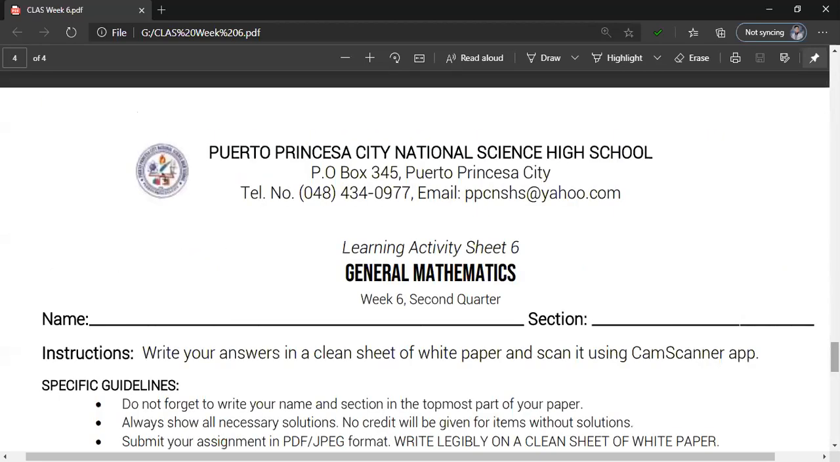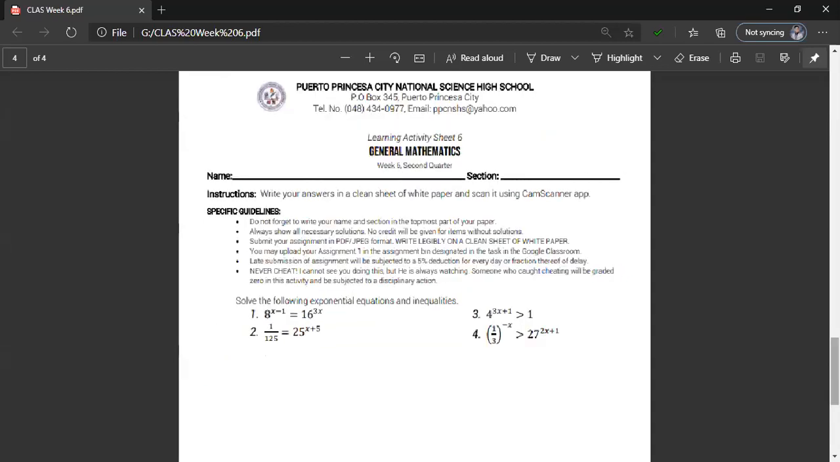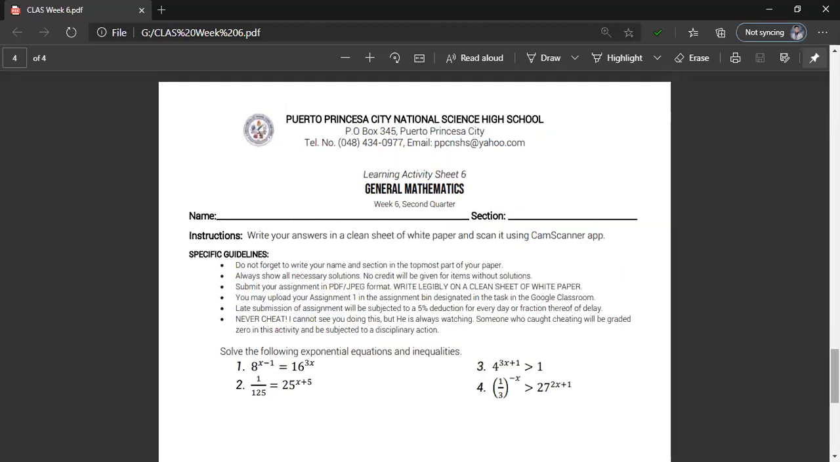And do not forget that dun sa pinakadulo, meron po tayo dyang last. Ito yung sinasubmit natin. Remember? Basta kapag may header ng school, kapag meron dyang learning activity sheet, general mathematics, and may mga specific guidelines, yun yung sasagutan. Okay?